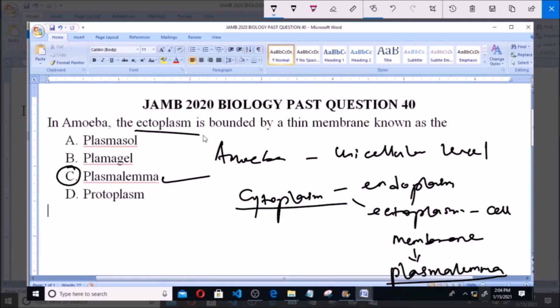Protoplasm is a living component of the cell that comprises the cell organelles, but what we are looking for here is the membrane of this cell, and that's the plasma lemma.